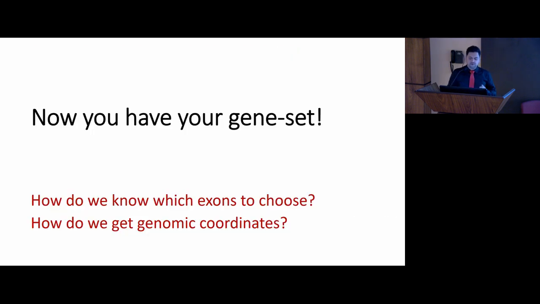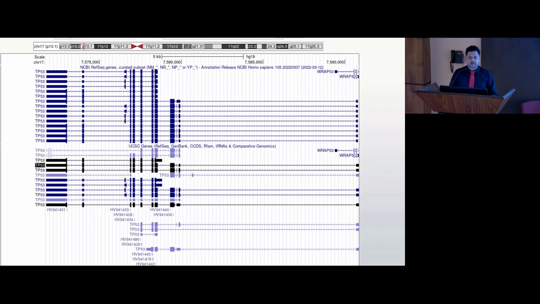Now you have a gene set. You know that I am looking at these genes in AML. But how do you know which exons you have to choose, and how do you know the genomic coordinates? So now let us see what is happening. This is a site known as the UCSC Genome Browser. The UCSC Genome Browser is a graphical display of all the cancer genomes that are there.